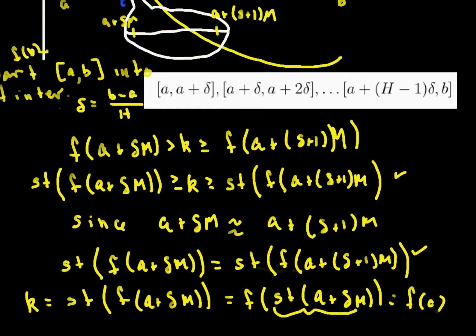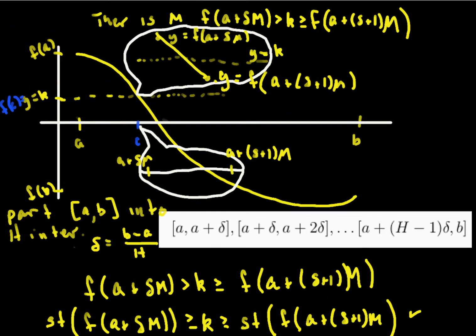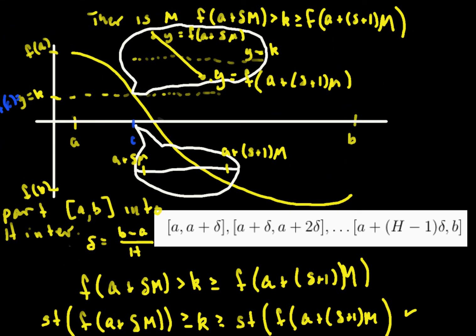So back to our graph, that means c is likely somewhere in between these numbers. It could actually be the right endpoint here, but still the standard part of these two values will be c, and that c is what gets mapped to k. Okay, that was a nice proof.